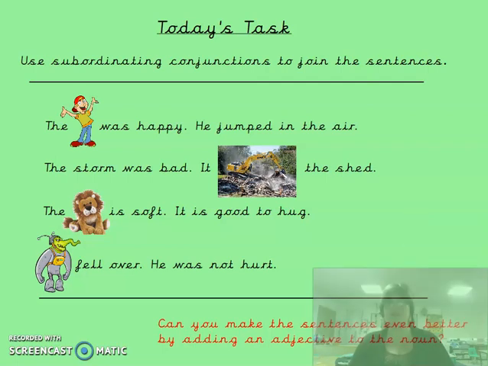Now, I'm going to vanish off screen to show you the extra bit that we have at the bottom. So once you've done that, once you've rewritten the sentences with the oi sound in and put your conjunction in there, can you challenge yourself to make the sentence even better by adding an adjective to the noun? Can you add another adjective to make the sentence even more interesting?